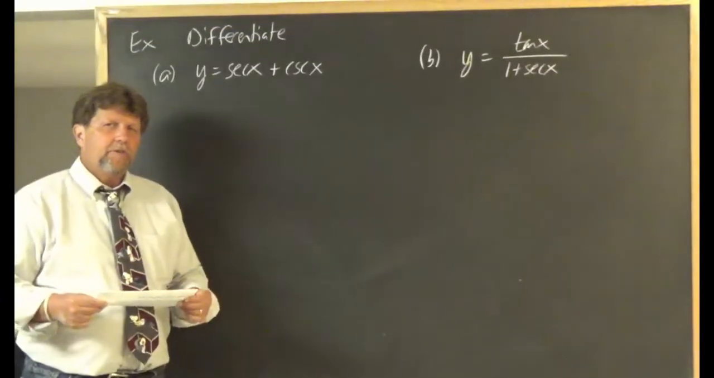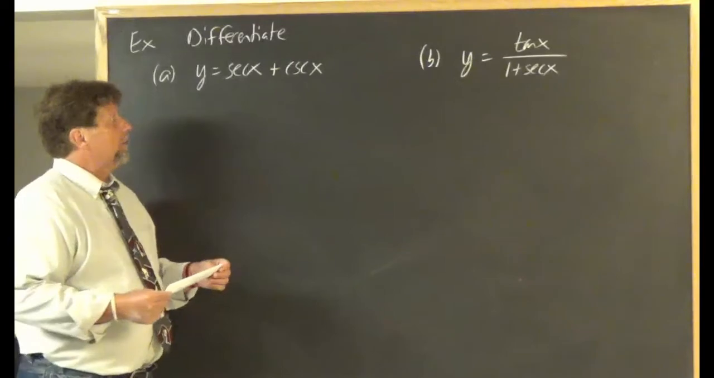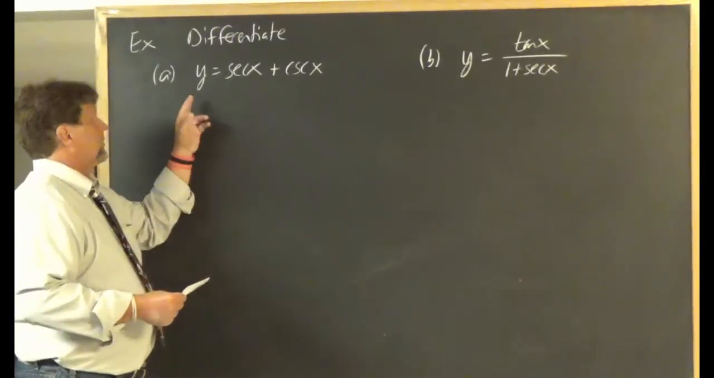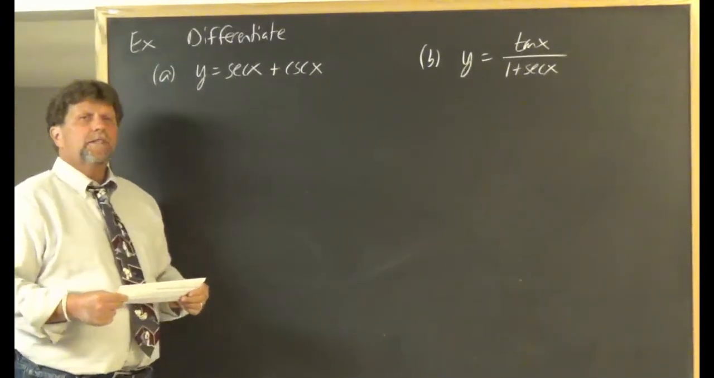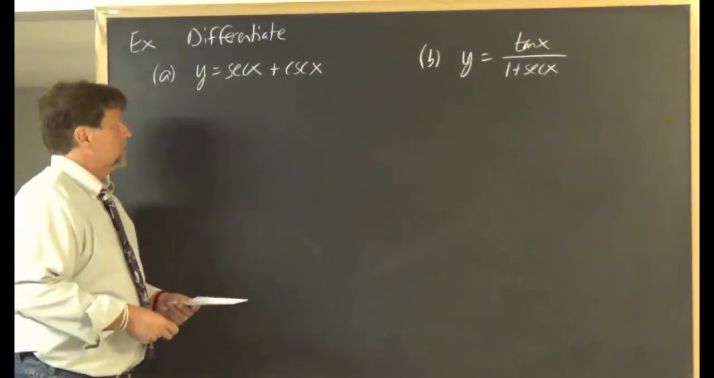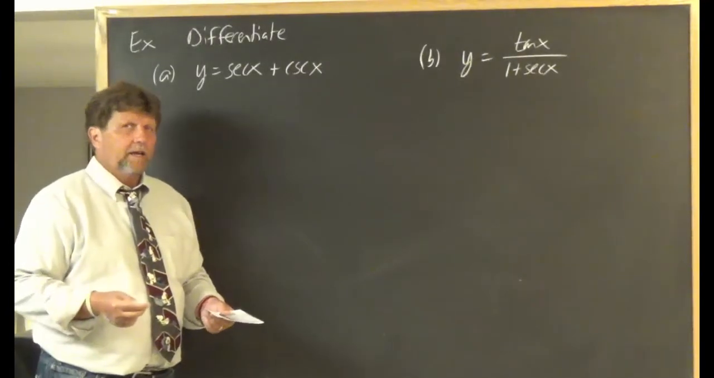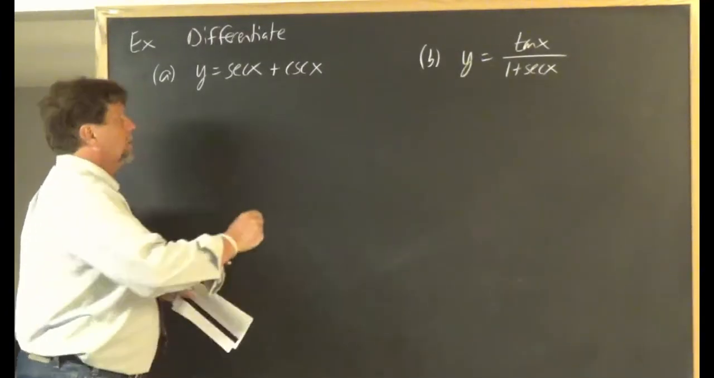All right, now we know the derivatives for all 6 trig functions. In this example, we were asked to differentiate, in part A, y equals secant x plus cosecant x. So what to call the derivative? y prime or dy dx? I think this time I'll call it y prime.